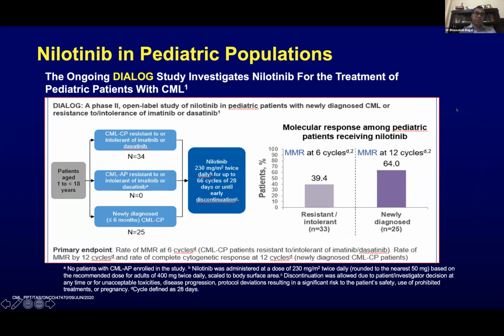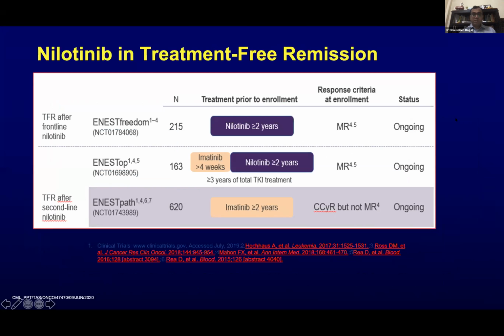There is some data in pediatrics, and this is recent data of less than 100 patients given it upfront or when they were resistant or intolerant to imatinib, and you could see the MMR rates at 6 and 12 months respectively. So this drug has some data there also.